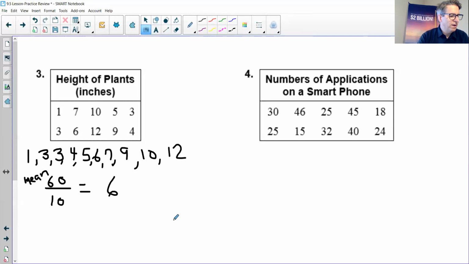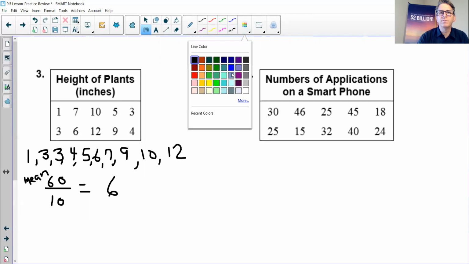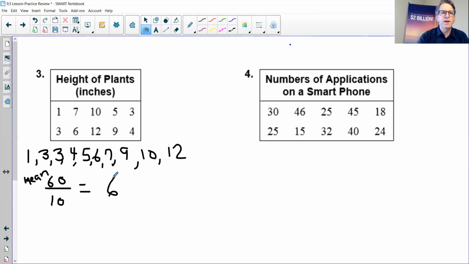Okay, so we're going to calculate the MAD. I'm going to switch colors. So I'm going to take the mean and subtract the entry. 6 minus the 1, I get 5. 6 minus 3, I get 3. I get another 3. 6 minus 4, I get a 2. 6 minus 5, I get 1. 6 minus 6, I get a 0. 7 minus 6, I get 1. 9 minus 6, I get 3. 10 minus 6, I get 4. And 12 minus 6, I get 6 inches.